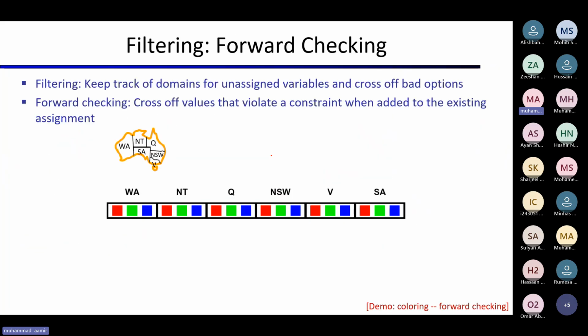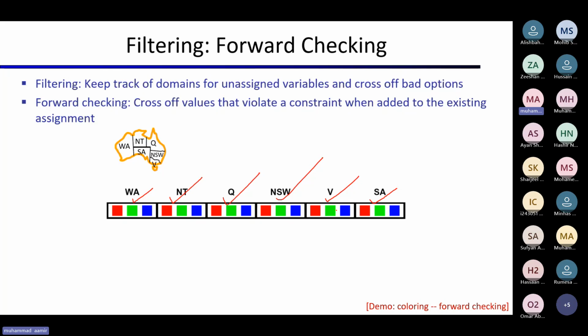So how can forward checking solve this problem? Initially we have three color choices available for all the variables. We can assign red, green, or blue to any of these states in the very first step, because we have not assigned any value to any variable yet. So all these three options are open to be assigned, right? So what can we do in this case?